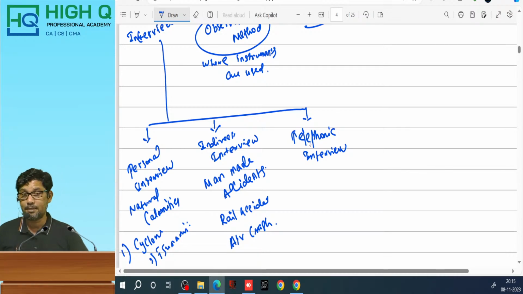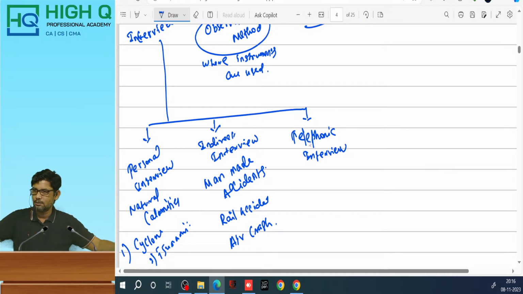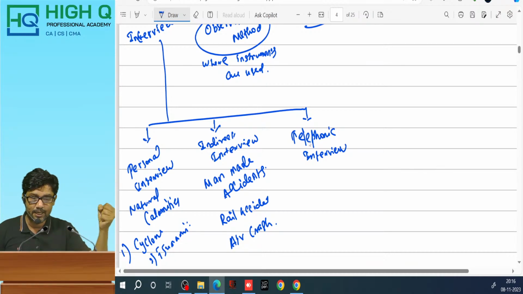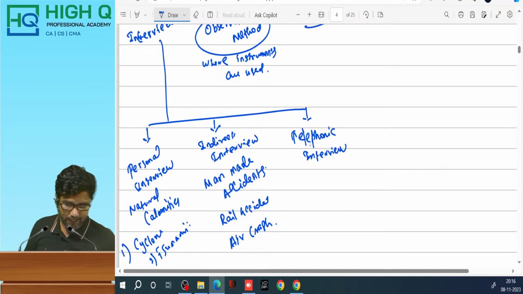At the same time, air crashes don't happen frequently, but train and bus accidents happen frequently. But if an air crash happens, it's gone. Survival is very difficult. So during this time, which method do we use to collect the data? The indirect interview method. Everyone understood or not, my dear?